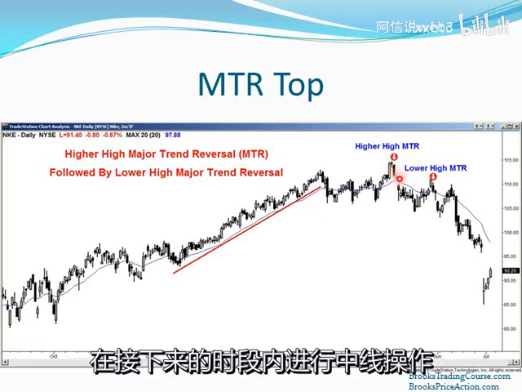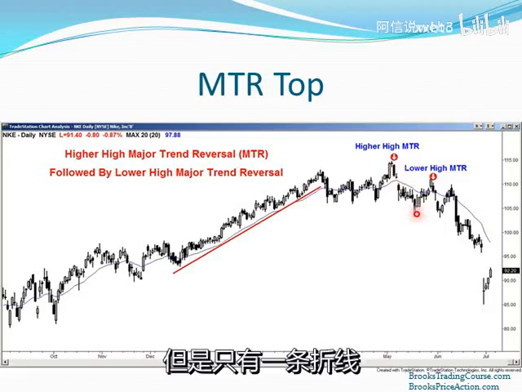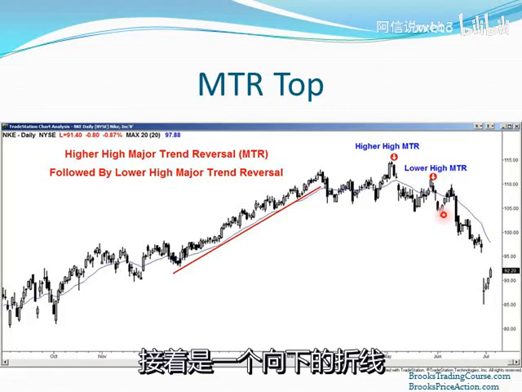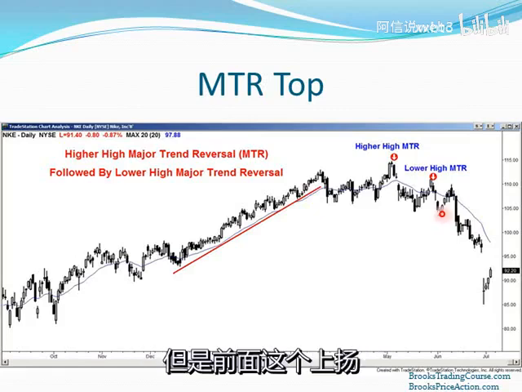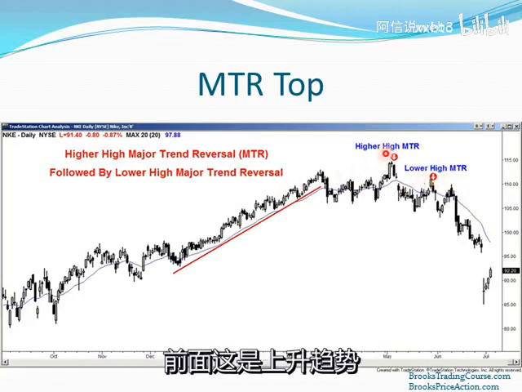You're looking for at least 10 bars and 2 legs. So we have 10 bars here, but it's only 1 leg. We have a rally and then a second leg down. However, this rally set up a lower high major trend reversal. We have a bull trend.